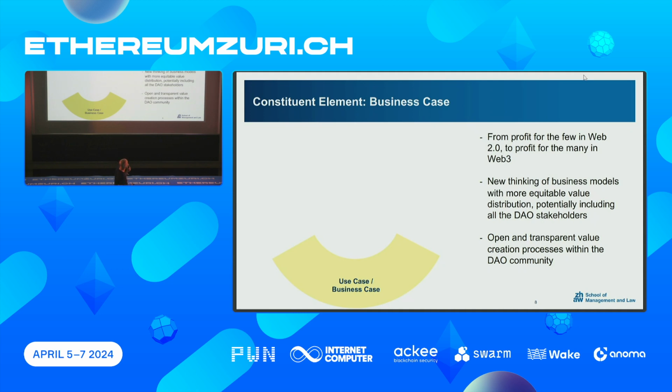And this also is a big part of current academic discussion. So currently what is going on is that the thinking of business models within decentralized technology is completely being remodeled and being rethought of, potentially including all DAO stakeholders. Lastly, create open and fair, transparent value creation models.